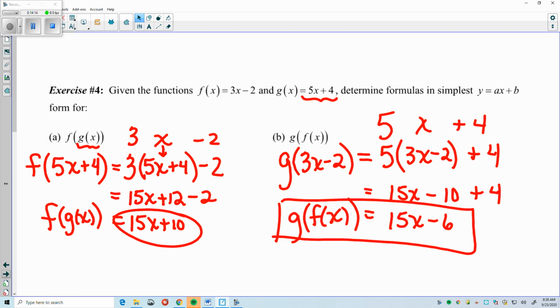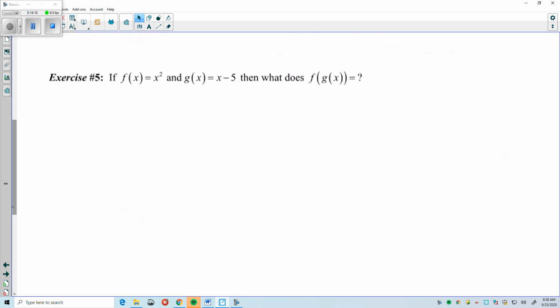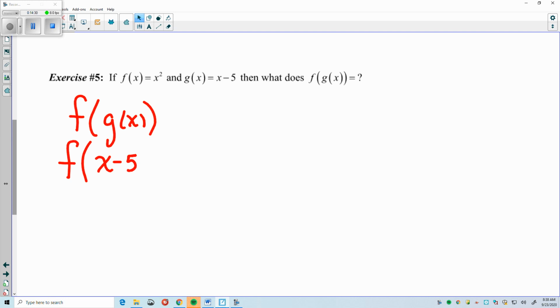Okay, we have one more to try. So, same thing. We're going to find the f of g of x. So I'm going to start with my f function. And in the f function, anywhere I see an x, I'm going to plug in the g function, x minus 5. So I know my f function is just plain old x squared, which means I'm going to plug in x minus 5 and square it. So keep in mind what we have here, x squared. I just replace that with the g function.